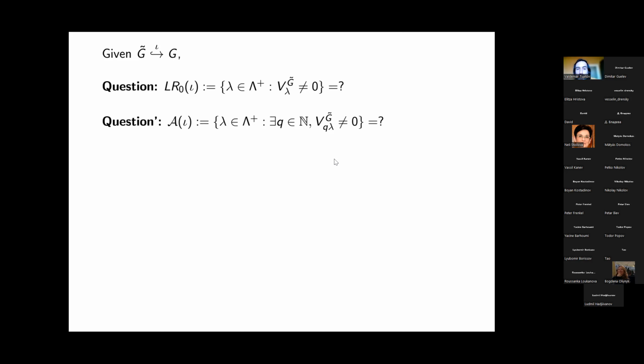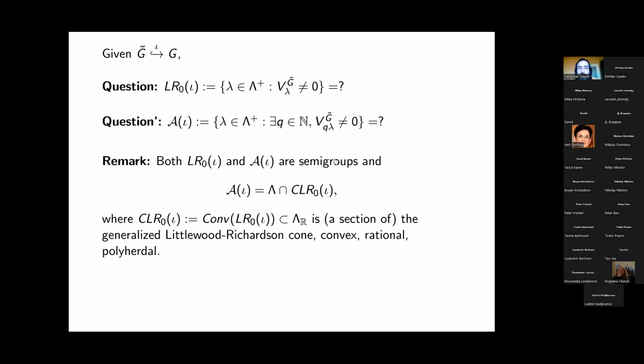And below, the A of iota would be called the G tilde ample cone in some other context, hence the iota. This will be explained further on in the notation, but we can consider this set. So the irreducible representations which have invariants are parameterized by this set LR0. And the other one is somewhat similar. How similar? They are both semigroups.